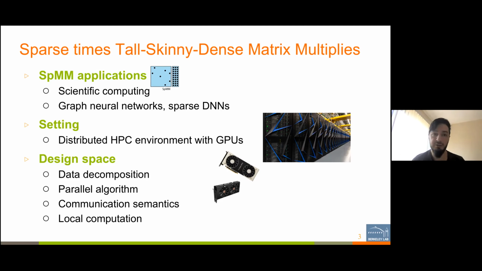Our goal is to study some of the design choices on distributed memory HPC environments that contain GPUs for this operation. We will look into design issues such as data decomposition, parallel algorithms, communication semantics, how to orchestrate the communication, and some local computation aspects. There are things I will not go into, such as different storage formats for the sparse matrices.